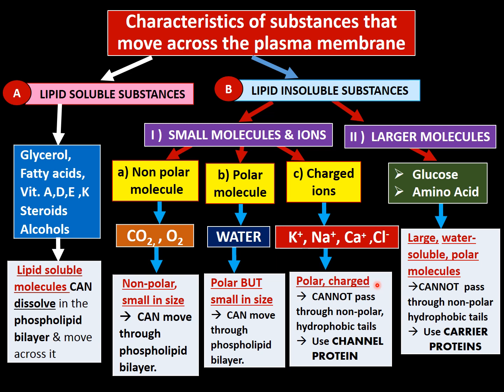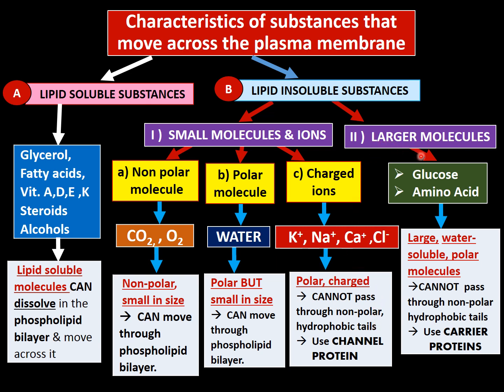For charged ions like potassium, sodium, calcium, and chlorides, they are polar because they are charged. They cannot pass through the non-polar hydrophobic tails because of their charges. So they have to use the channel protein, as we have seen just now, the one with the pore or the canal, to move through it and then to go into the cells. They cannot pass through the phospholipid bilayer itself.